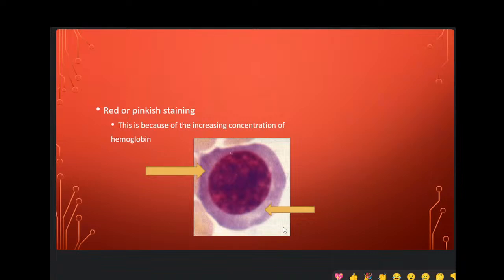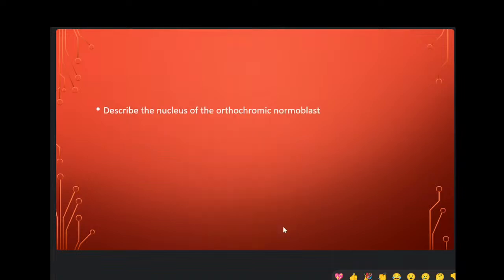Now, we're going to go to the next one, and talk about the nucleus of the orthochromatic normoblast. Why do I always say, describe the nucleus of the orthochromic normoblast? Why do I say pycnosis? I'll show you. Next slide.